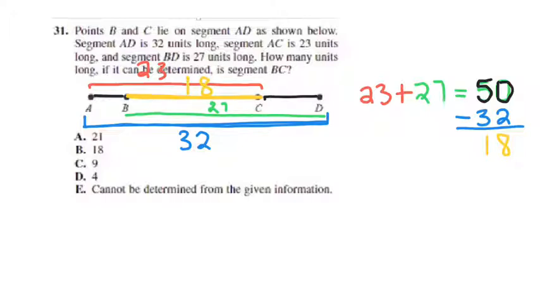Okay? So I took the red and the green piece total, added those up, and subtracted what it should be. And that gave me what was extra. So that yellow piece, that extra piece is 18. So the answer should be B.